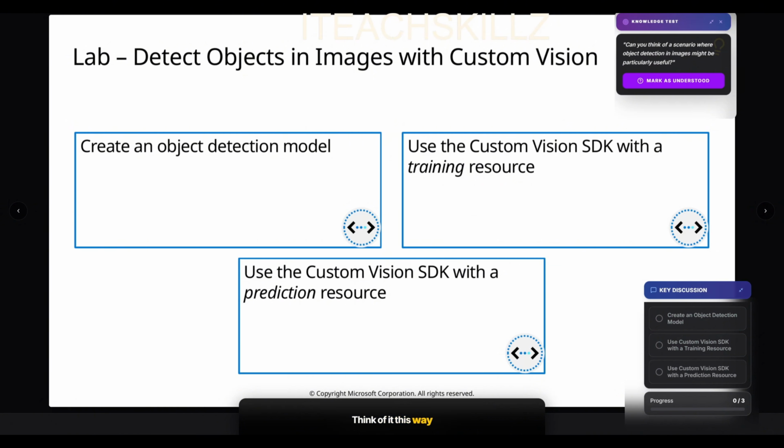Think of it this way: detecting objects in images is like teaching a computer to spot specific items, just as you would point out objects when playing I Spy. We start by creating an object detection model using Custom Vision. Building on that, we integrate the Custom Vision SDK with a training resource to teach our model what to look for. Next up, we use the SDK with a prediction resource to test how well it can identify these objects in new images.